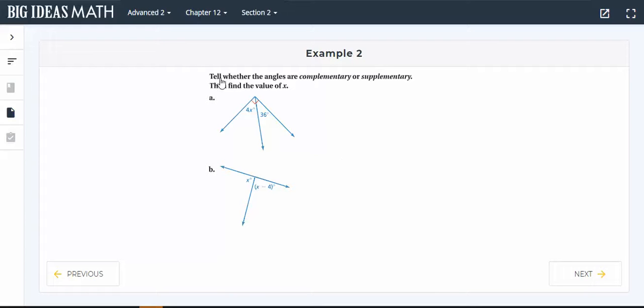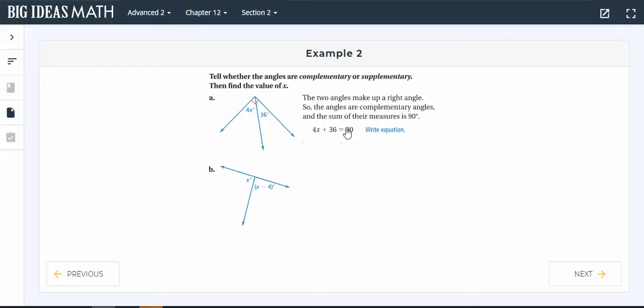In example 2, we need to tell whether the angles are complementary or supplementary again, and then we have to find the value of x. So we know that we have to add these two together. We got x in there. So what we have to do is the two angles make up a right angle, so the angles are complementary angles, and the sum of their measures is 90. So we know that this is 90 because of that square. So knowing that, I can add the two of them together and say, yep, it equals 90.